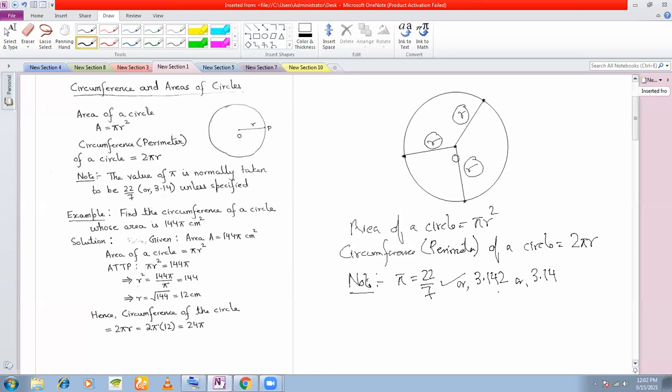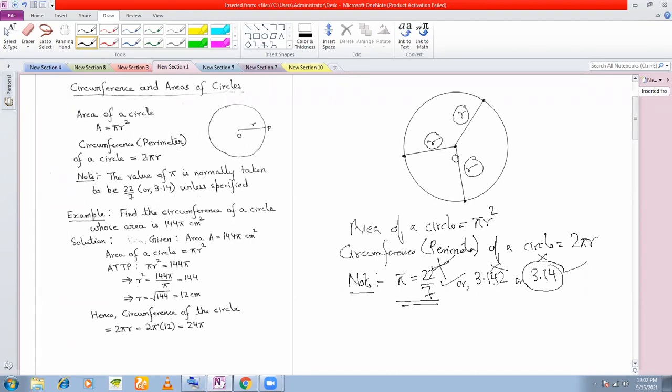Sometimes in the problem it is specified, take pi is equal to this. If in the problem it is specified, take pi is equal to 3.14, you will not take pi is equal to 22/7. You will only take 3.14. If in the problem it is specified, take pi is equal to 22/7, then you will not take these two. Clear?